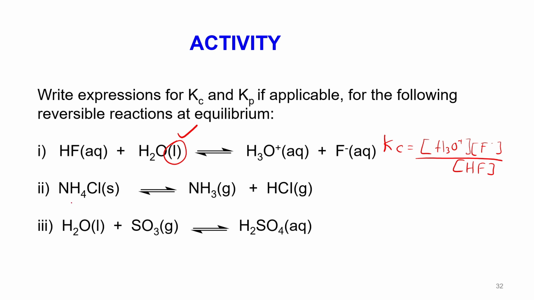Then NH4Cl solid. Kalau yang ini, untuk Kp yang ni tak ada. Kp tiada sebab semua ni di sini adalah aqueous saja. This one is aqueous. So untuk Kp, kita boleh buat partial pressure HCl darab partial pressure NH3 over, jadi NH4Cl ini adalah solid, jadi tak ada dekat bawah ni.